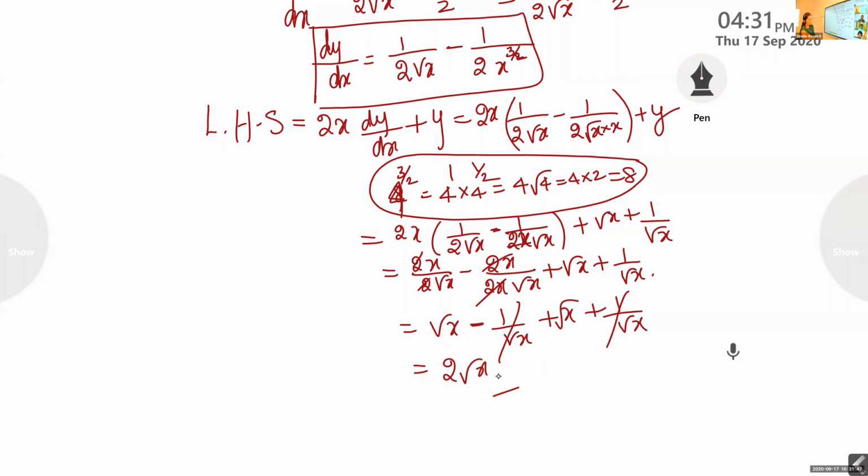Is it clear? Is it okay, children? See, the one point you have to remember is x raised to 3 by 2 means how we can write? x into root x. 1.5. 3 by 2 means it is 1.5. In this way you can do this easily. What about x raised to 5 by 2? 5 by 2 means 2.5, isn't it? So you can write this as x squared into root x.